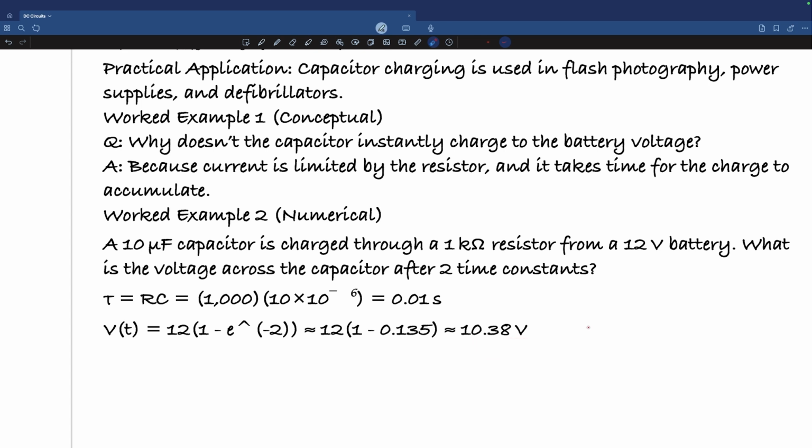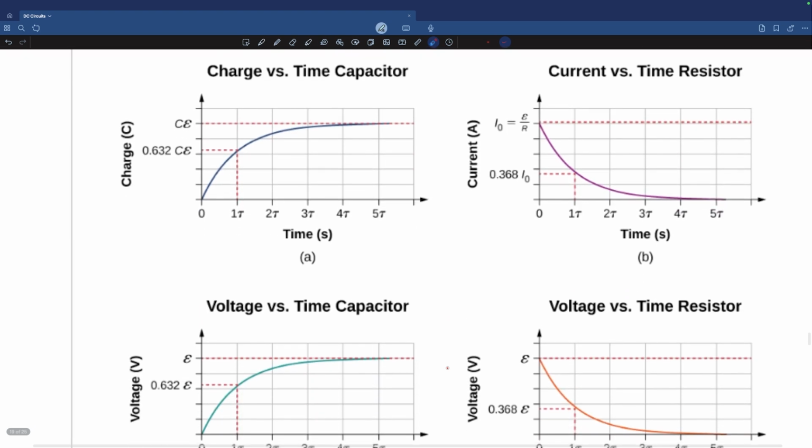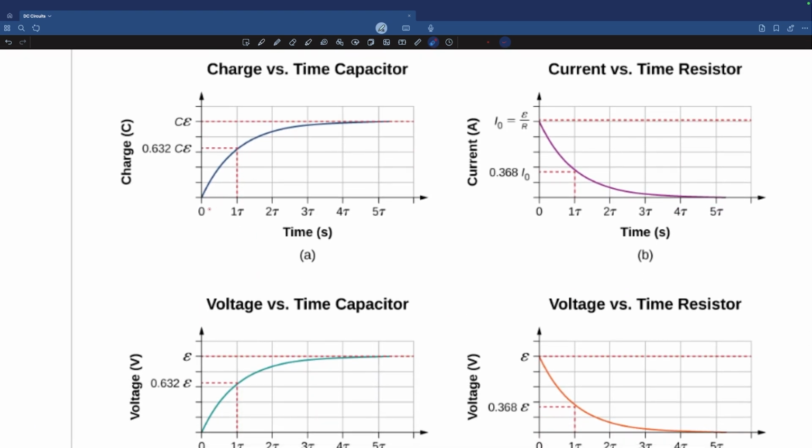So notice that after 0.02 seconds, the voltage on the capacitor has already increased to 10.38. It's very close to the maximum. Notice? That's what happens if you use a 1 kilo ohm resistor. If you had used a 1 mega ohm, you would have slowed it down even more, which means you're protecting the capacitor.